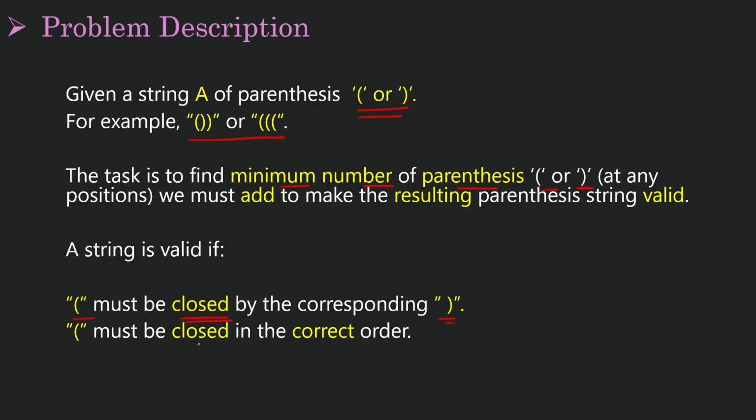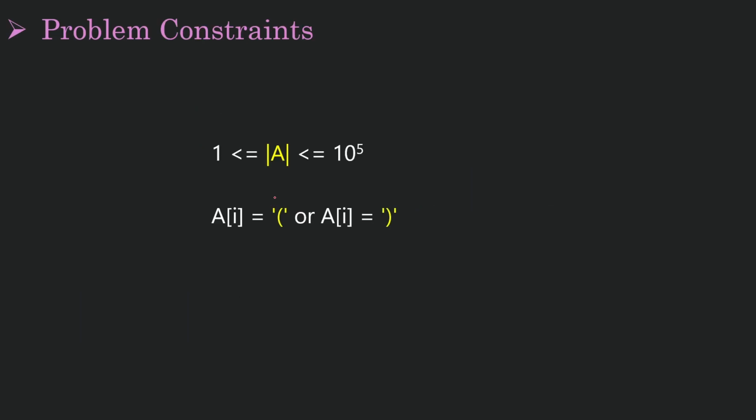Brackets are closed in the correct order, meaning you can't close a bracket before opening it, and brackets must pair up properly. Constraints. The string length is between 1 and 10 to the power 5. The string contains only open bracket or close bracket.